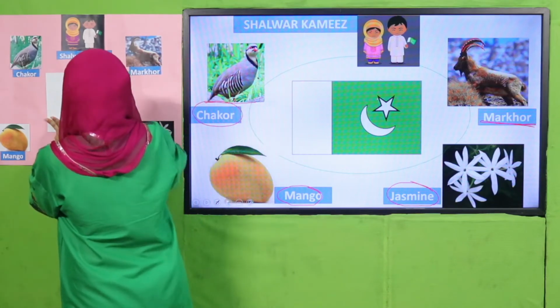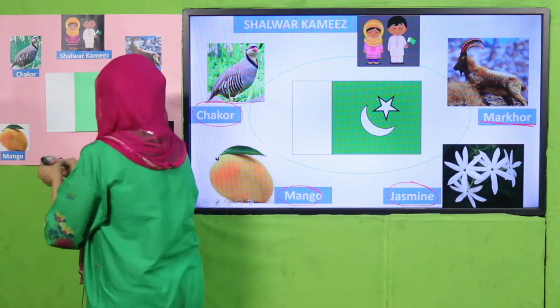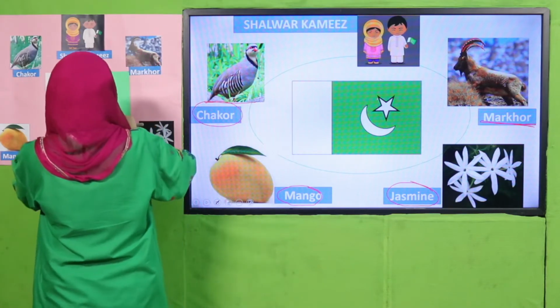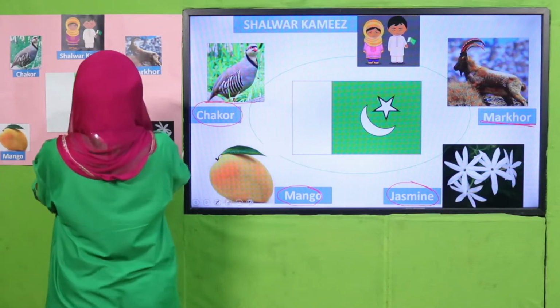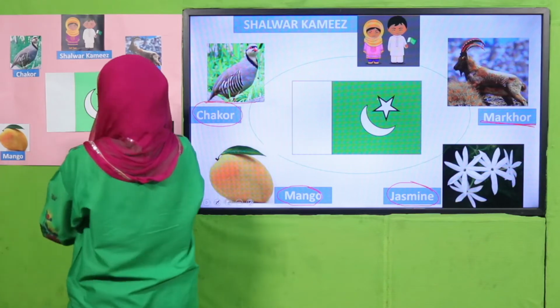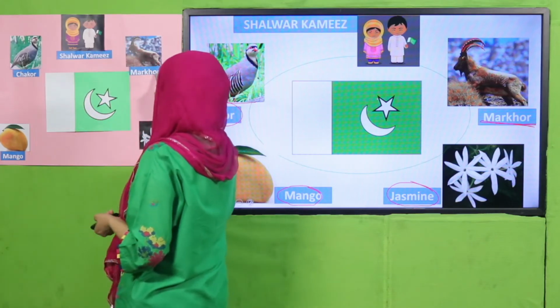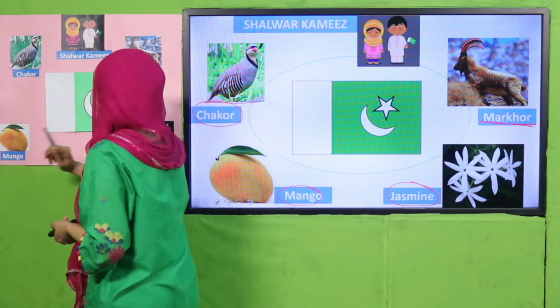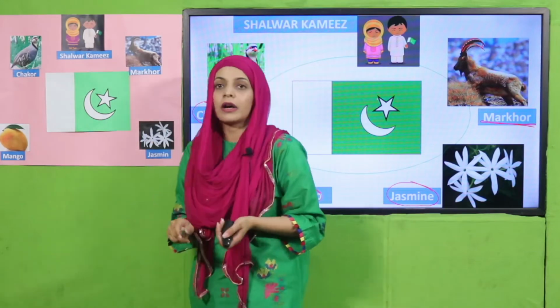And around it you will paste all the identities of Pakistan. Let's quickly complete the flag also. So I will paste the crescent and then I will paste the star. So the flag is complete. Now here are the identities. Chakor, national bird. Markhor, national animal. National fruit is mango. National flower is jasmine. And the national dress is shalwar kameez.